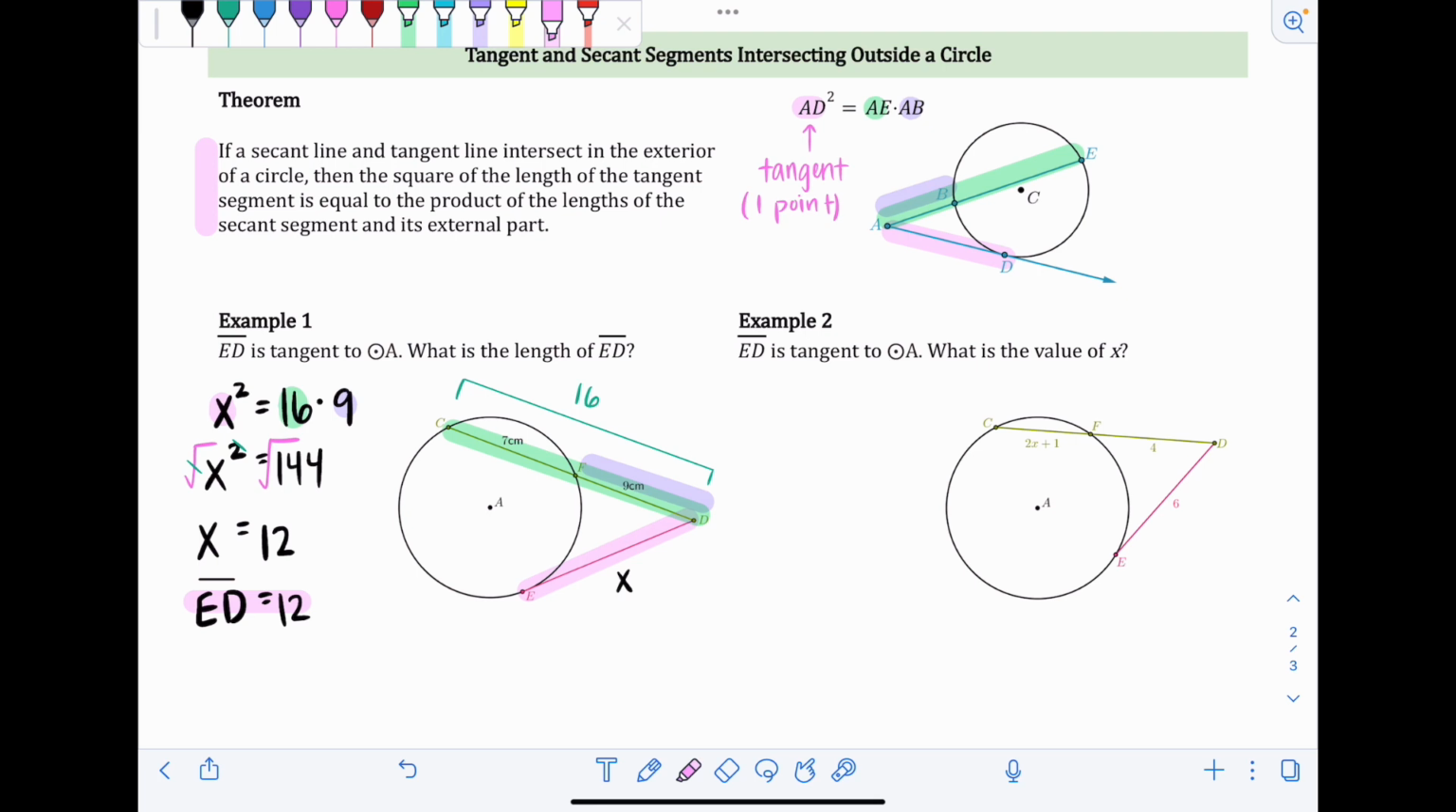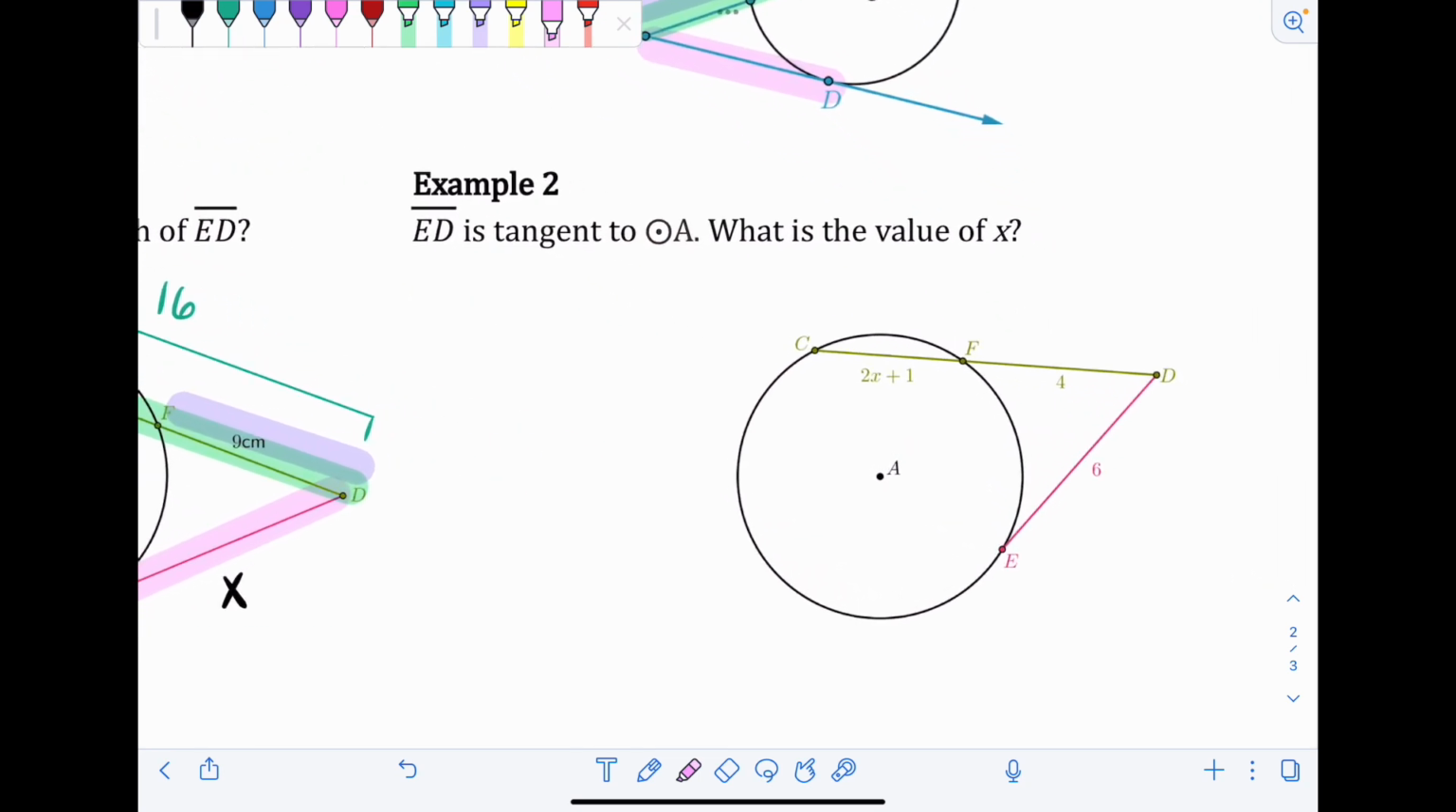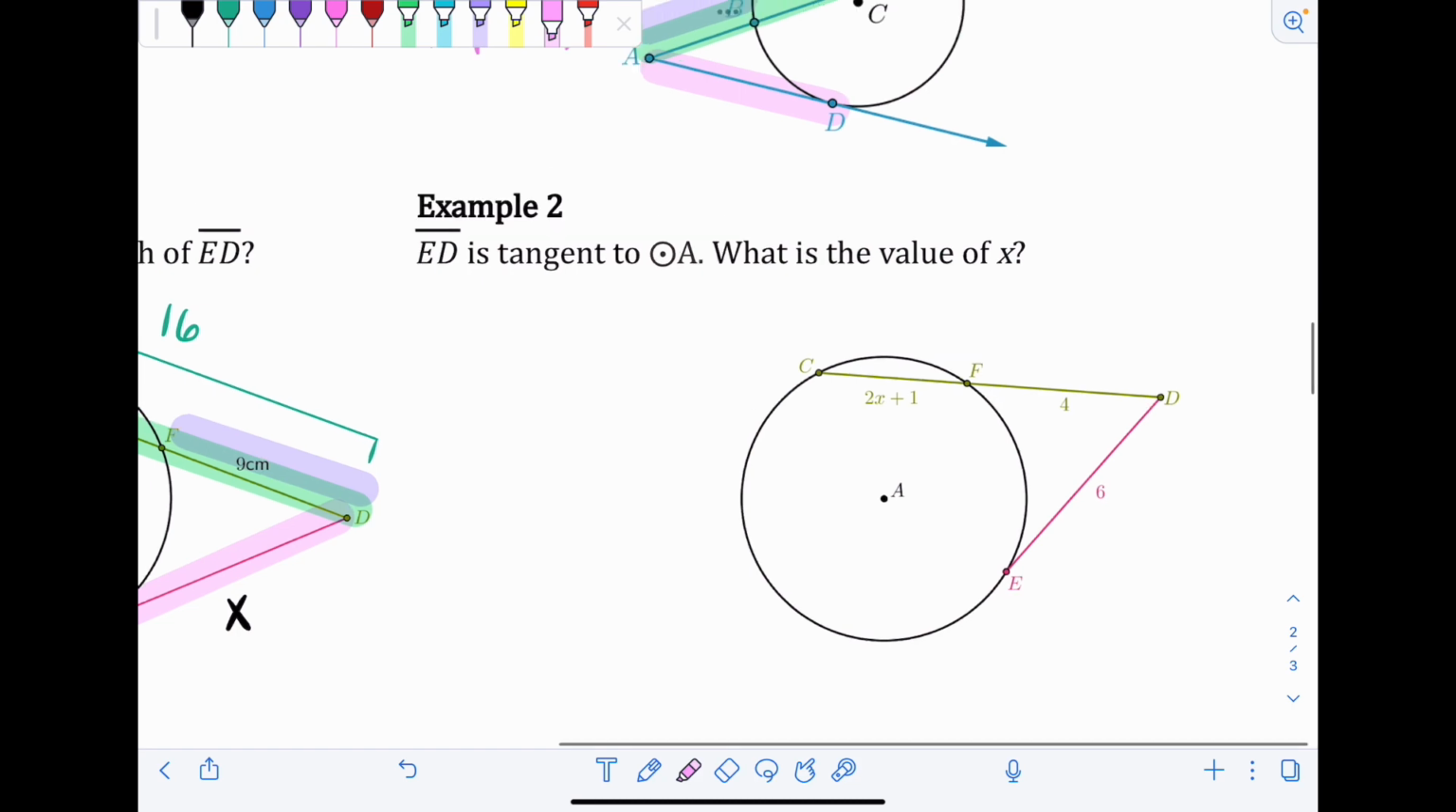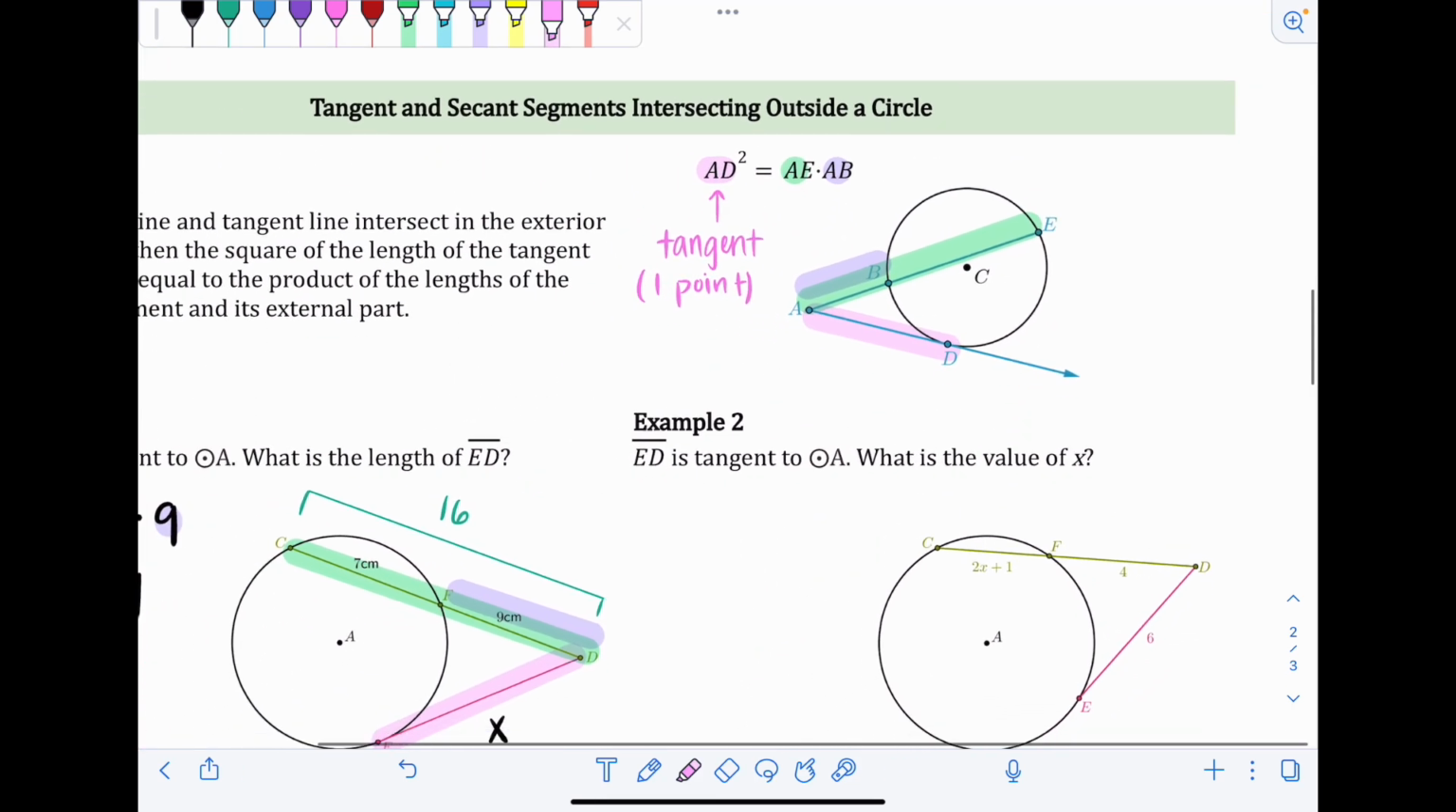And then example 2, segment ED is tangent to circle A. What is the value of x? So this one I am going to zoom in on. We have pretty much everything labeled, but we just don't really know what x is yet, so we don't actually know the length of C to F, for example. And we just want to find the value of x, so we need to set up an equation using this formula up here. I'll try to fit it.